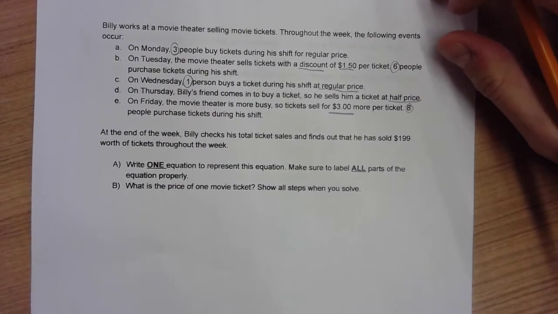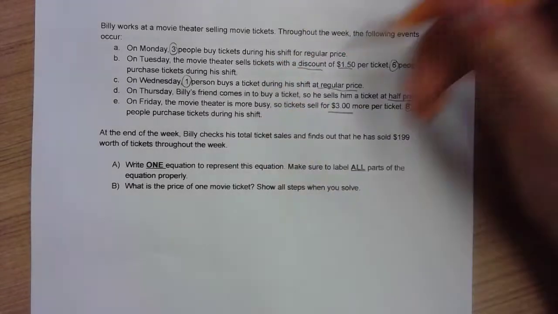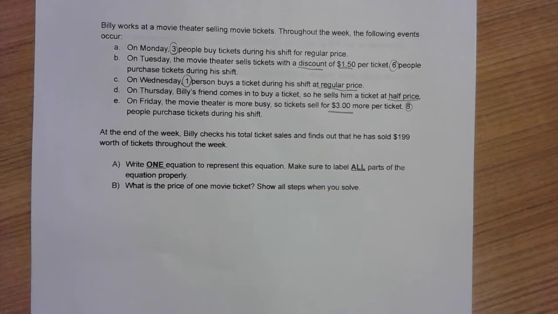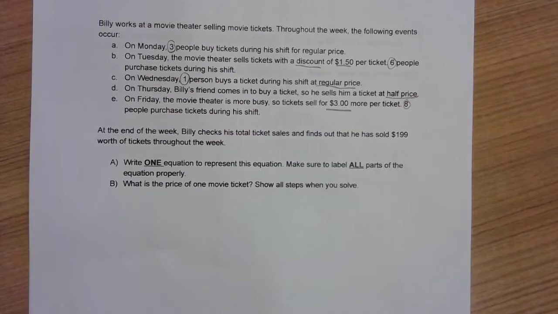Great. At the end of the week, Billy checks his total ticket sales and finds that he has sold $199 worth of tickets. So, write one equation to represent this. Make sure all the parts are labeled and the equation is labeled properly. And what is the price of 1 movie ticket? Show all steps when you solve.